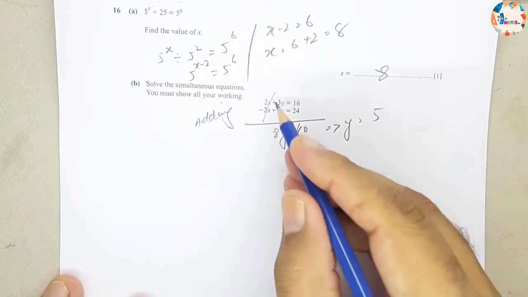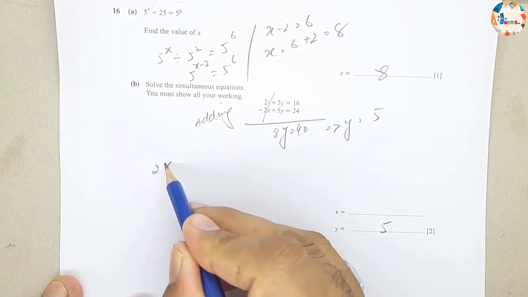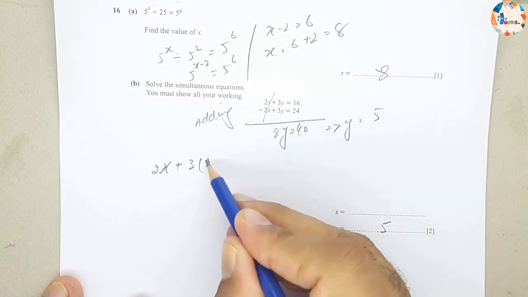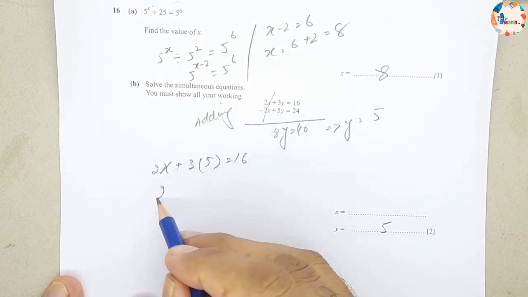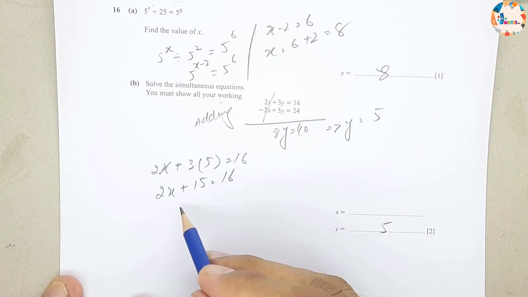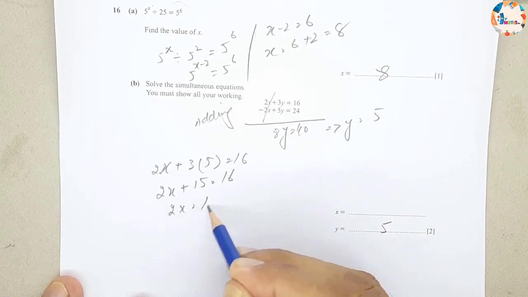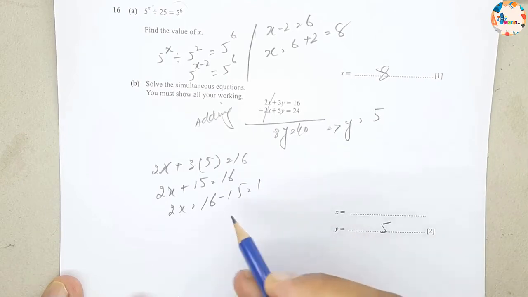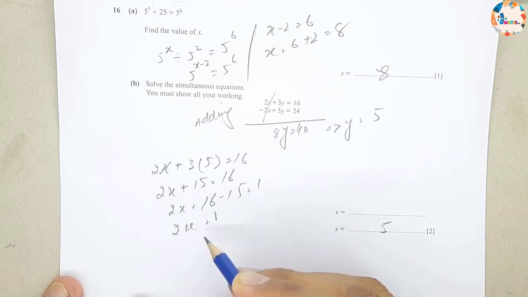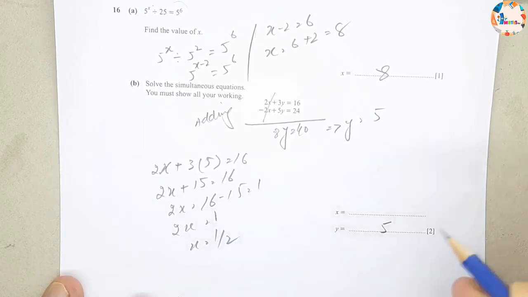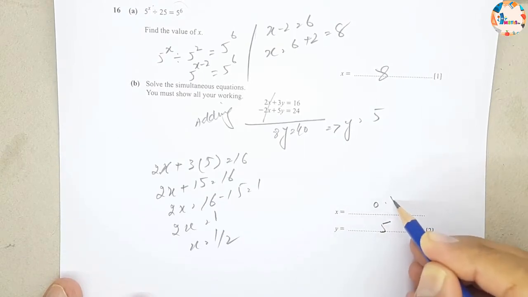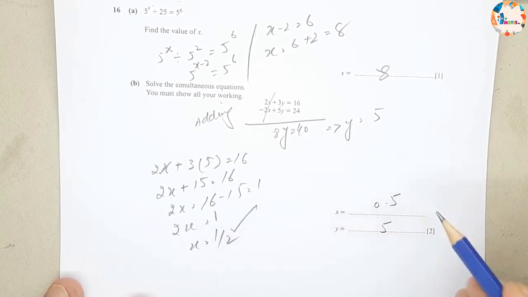Now this value we can replace in either of the two original equations. I'll be replacing in the first: 2x plus 3 into y, which is 5, is equal to 16. So 2x plus 15 is equal to 16, and this will be 2x is equal to 16 minus 15, which is equal to 1. So 2x will be equal to 1, and x will be equal to 1 by 2. So we can write x is equal to 1 by 2, or even we can write it as 0.5. Both will be correct.